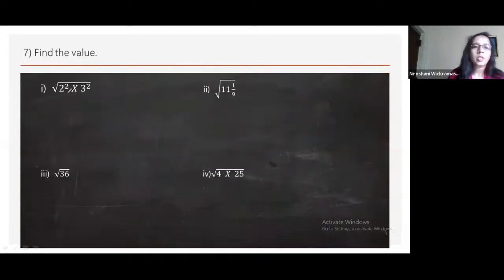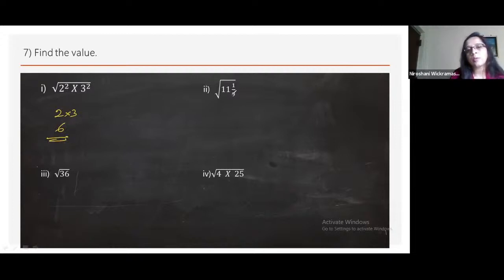Right. Next one. Find the value. We have to find the square root here. 2 squared into 3 squared. So how can we find the square root? This is a power of 2. If it is an even power, you can divide it by 2, right? Then 2 into 3. Square root is 6.